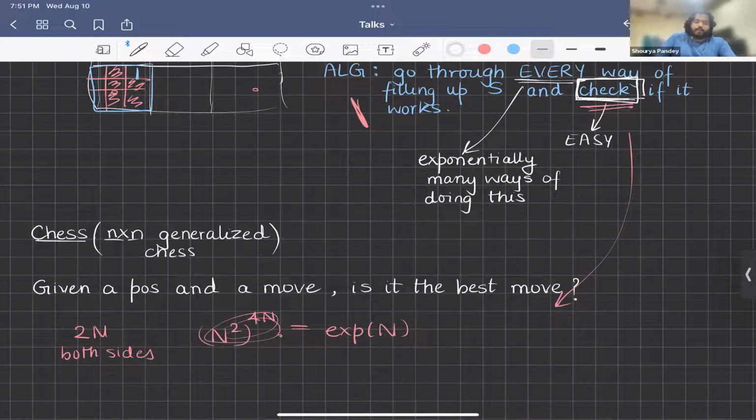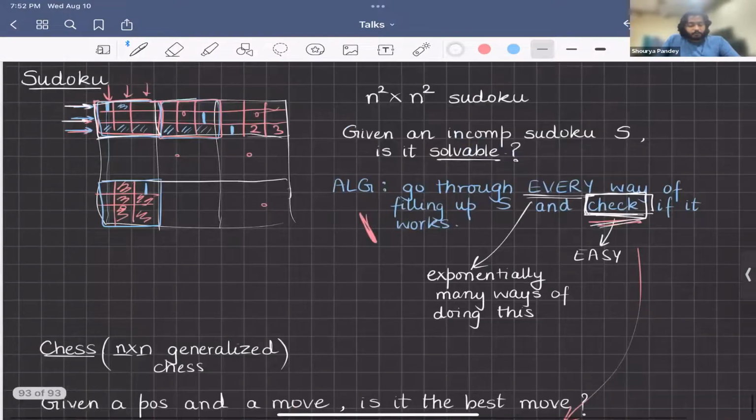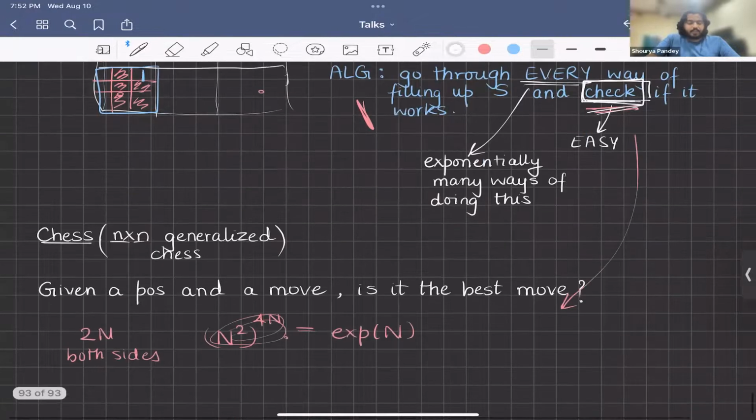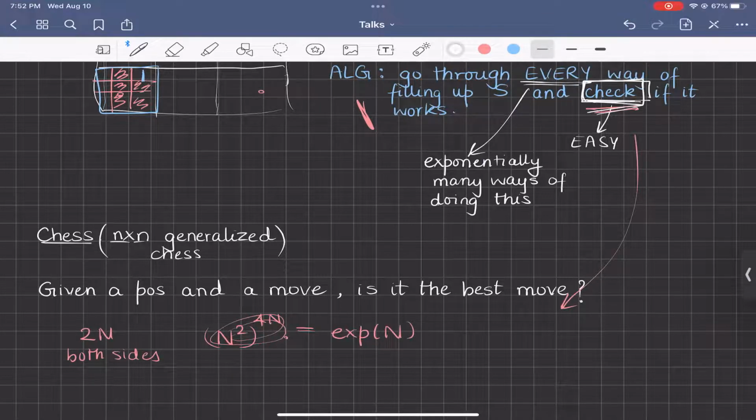Is there any aspect of checking in this problem, as we had in the Sudoku puzzle? What I mean to say is, if I tell you the solution, then it's easy to check whether that works or not. If there is some divine intervention and you've been given the solution to the Sudoku, then you can verify that it is correct. But here, if I give you the best move, can you verify if it's correct easily?